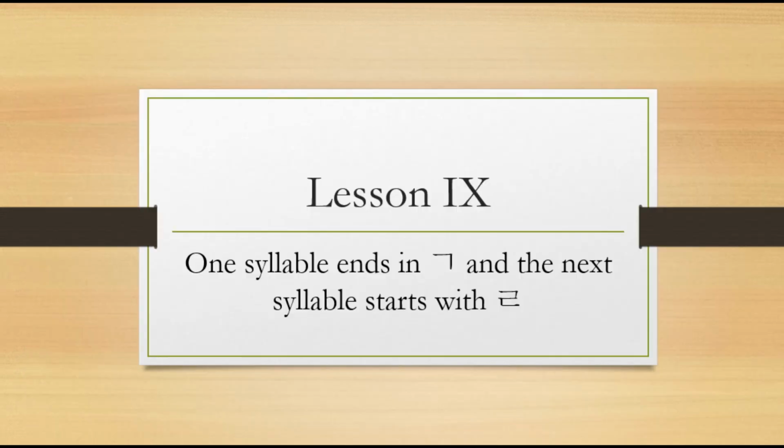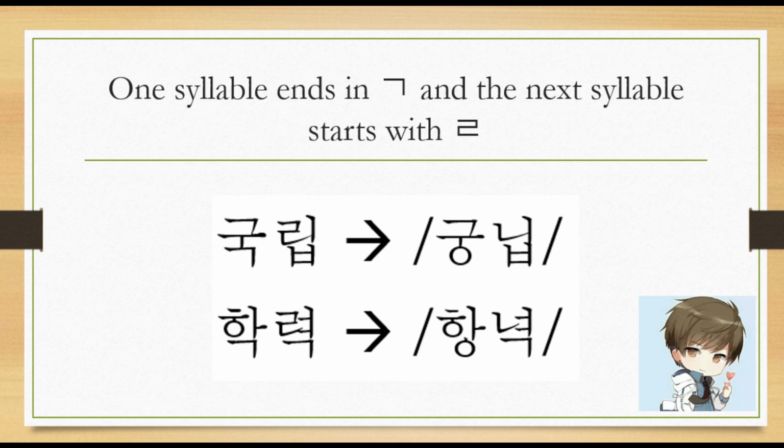Lesson 9. One syllable ends in G, and the next syllable starts with rieul. So first example, kukrip. That will be gungnip. The G becomes NG and the R becomes N. When the G is the final consonant and the initial of the next syllable is R, the G becomes NG and the R becomes N. So for the second example, hakryok. That will be hangnyok.